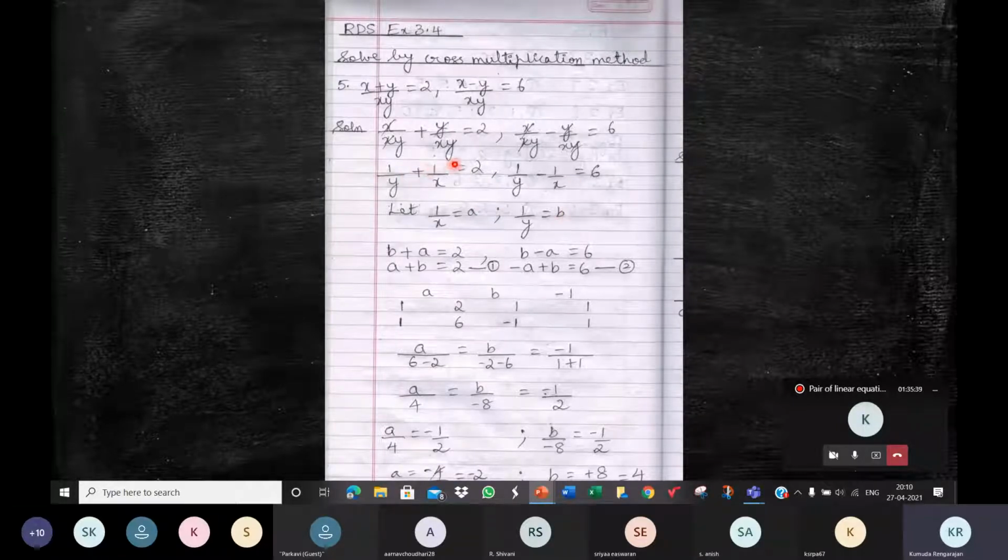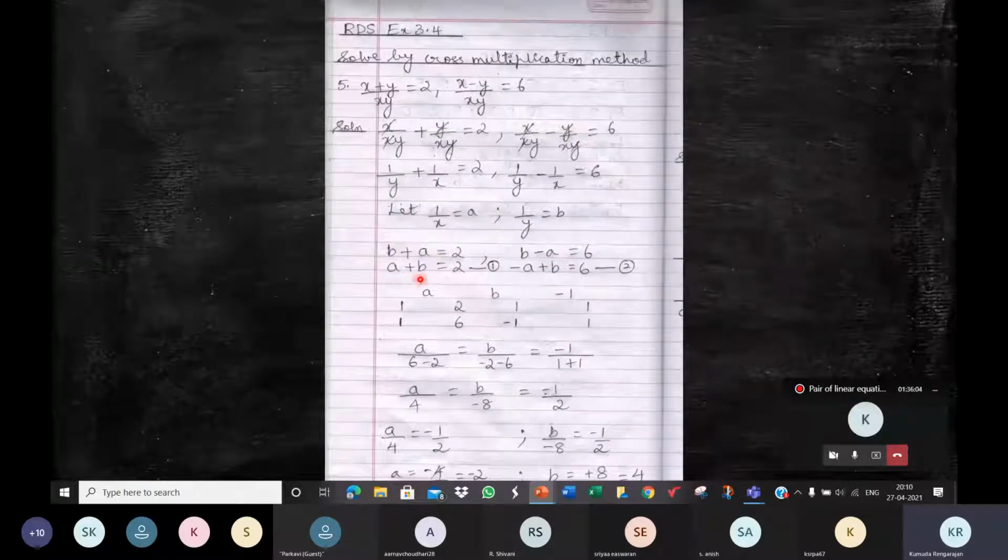So for that purpose, let's assume 1 by x to be a and 1 by y to be b. And let's rewrite these two equations using the variables a and b. So you understand this? This is b, this is a, so b plus a is equal to 2, and this is b, and this is a, so b minus a is equal to 6. So like this, we have two equations, a plus b is equal to 2, b plus a is nothing but a plus b is equal to 2. And this one can be written as minus a plus b. Write a first and then b, so minus a plus b is equal to 6.